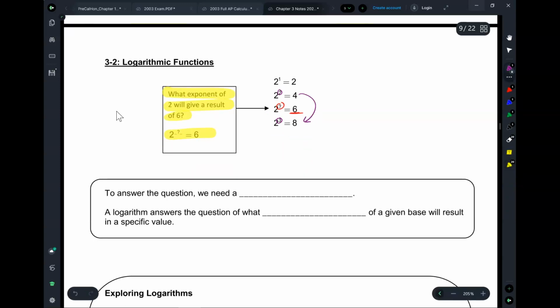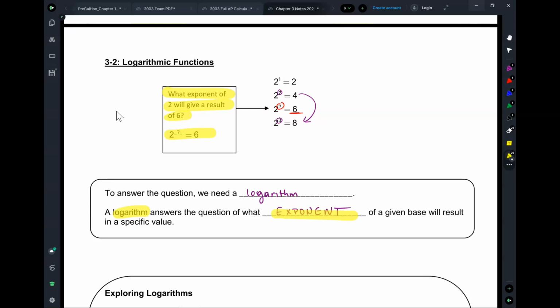To answer the question, what we need is a logarithm. So the logarithm answers the question of what exponent of a given base will result in a specific value. Meaning, a logarithm, right, is just a what? An exponent. So let's say that together. What is a logarithm? An exponent. Right. One more time. What is a logarithm?